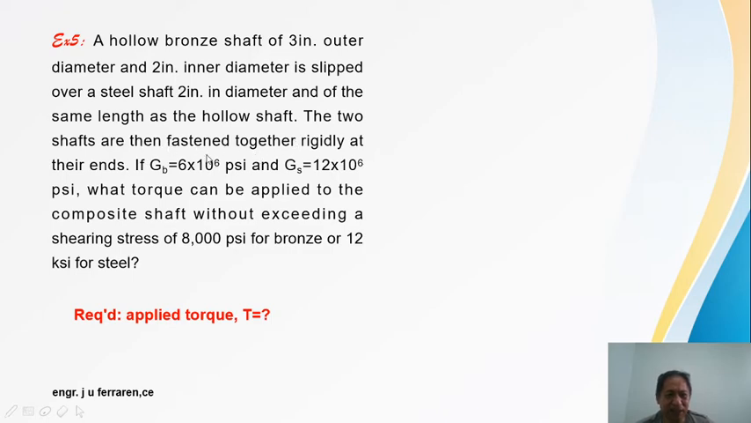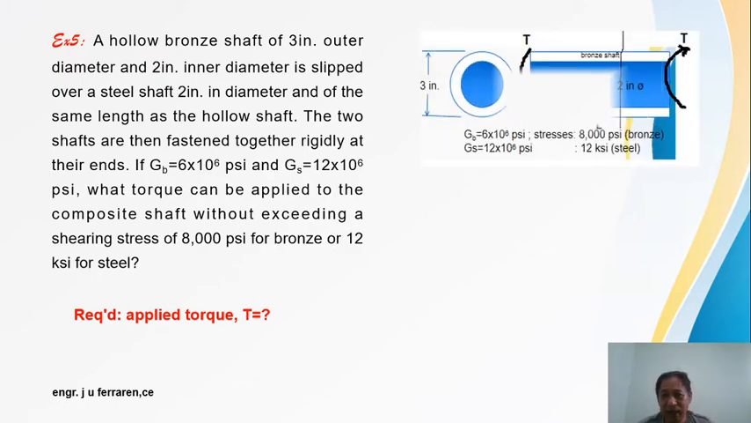The two shafts are then fastened together rigidly at their ends. So, the modulus of rigidity for bronze is given, and this is also given for steel. Torque can be applied to the composite shaft without exceeding a shearing stress of 8,000 psi for bronze and 12,000 psi for steel. So required is the applied torque. Okay, so it is like this. This is the length, and this is the steel that is placed in the hollow part of your bronze. So this is a shaft, circular in form if we view it at its section. These are the modulus of rigidity, and these are the allowable stresses, as mentioned in the problem.